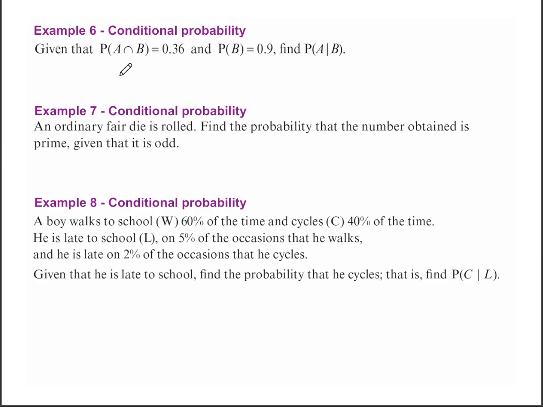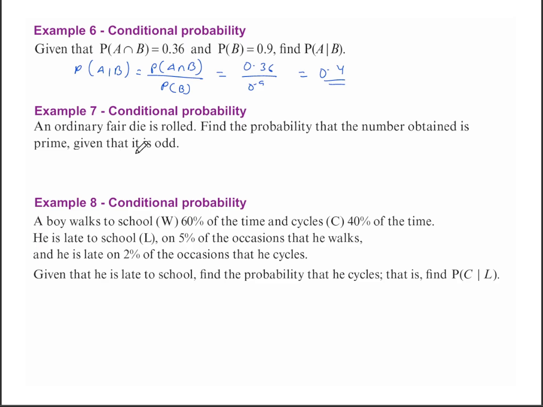Given that the probability of A intersection B is 0.36, the probability of B alone is 0.9, find the probability of A given B. Remember, probability of A given B is just equal to the probability of A intersection B divided by the probability of B. And that is quite direct, where we just have 0.36 divided by 0.9, which just gives you 0.4. That's going to be the probability of A given B in this question.